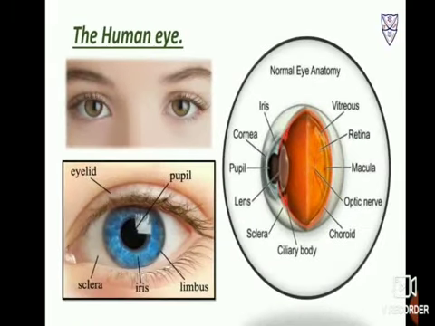Now students, let us discuss the human eye. The human eye is a light sensitive organ and it enables us to see the beautiful world around us. The eyelids you can see in the image. The eyelid acts as a shutter of the eye and it protects it from injury and prevents any object from entering the eye.